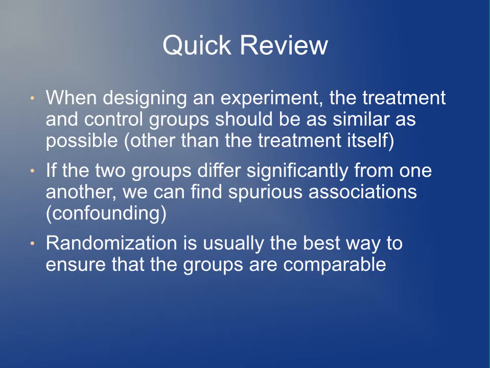So recall that when designing an experiment, you want the treatment and control groups to be as similar to one another as possible, other than the treatment itself. If there are systematic differences between the two groups that are unrelated to the treatment, you can find spurious associations due to confounding. And the best way to ensure that the two groups are comparable is randomization. If you just randomly assign observations to the treatment group and the control group, then generally speaking there should be no differences. The probability of a systematic difference occurring due to chance is very low.